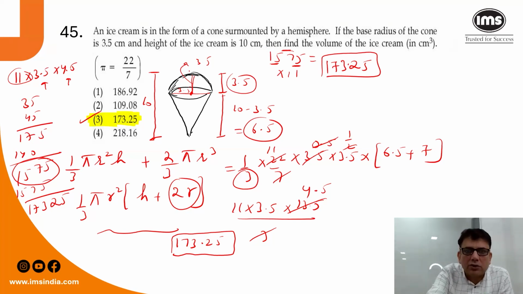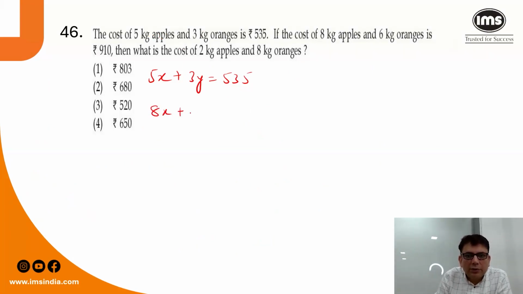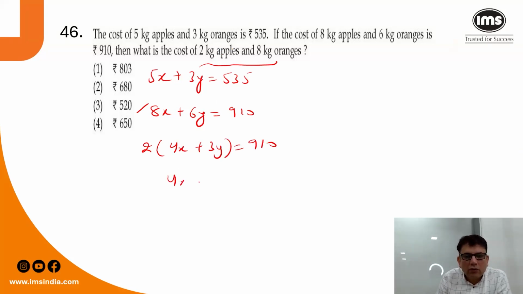Good question. Little bit of calculation, of course. All these are actual questions of past year CUET, GT. The cost of 5 kg of apples, let's say 1 kg of apples cost x. So 5 kg of apples, 3 kg of oranges cost 535. Cost of 8 kg of apples, 6 kg of oranges is 910. We need to find 2 kg of apples and 8 kg of oranges. So let me take 2 common from this. This is 4x plus 3y is equal to 910 over 2. This will be 455.